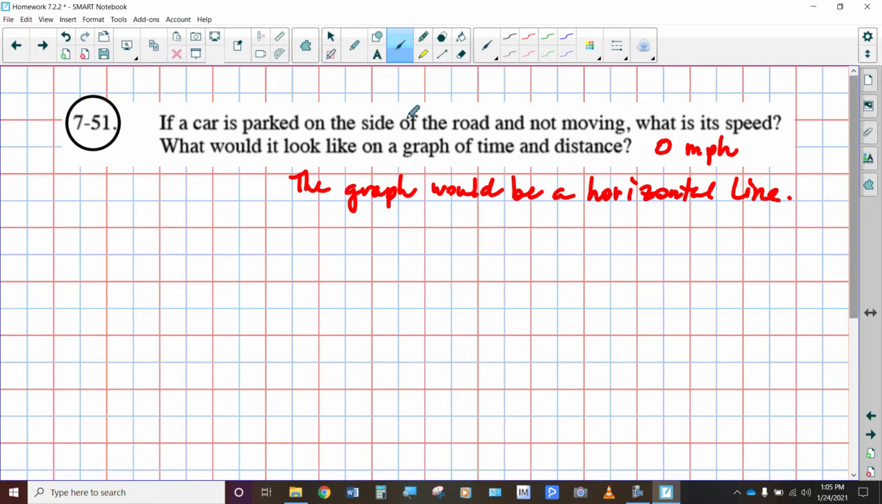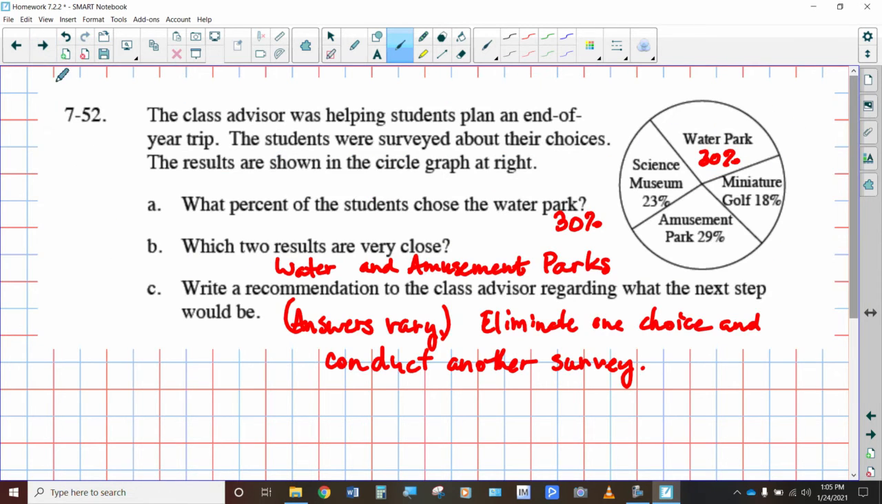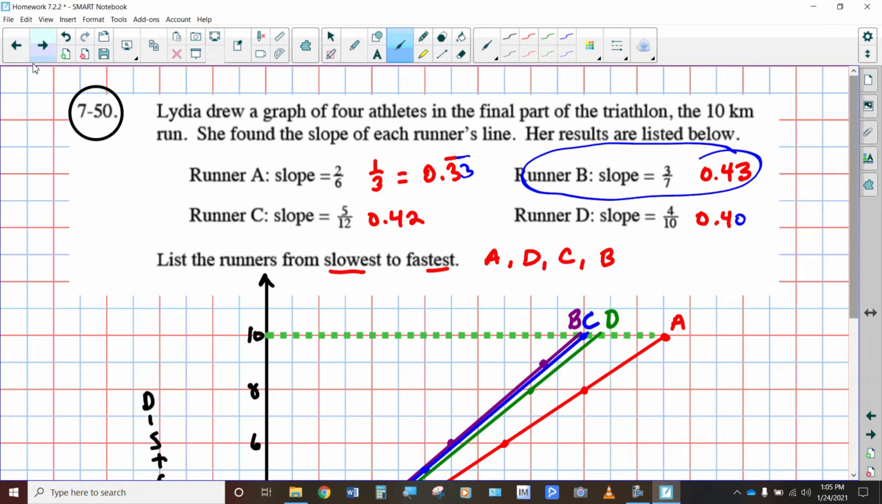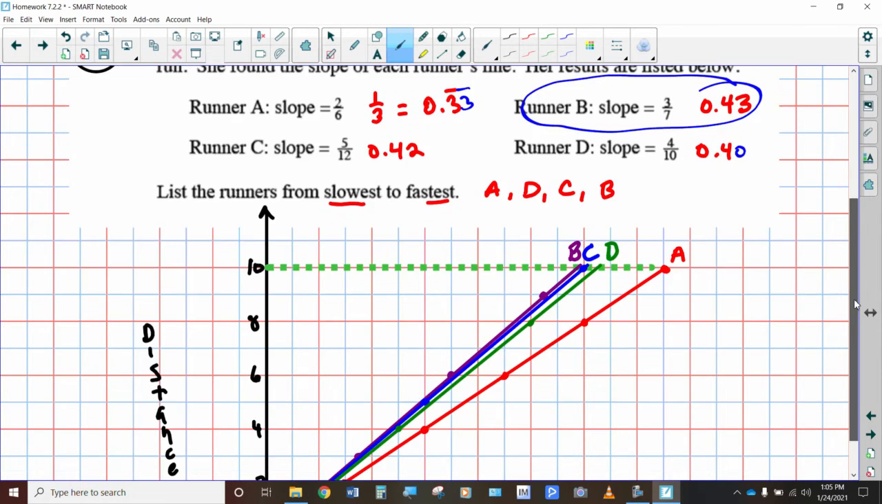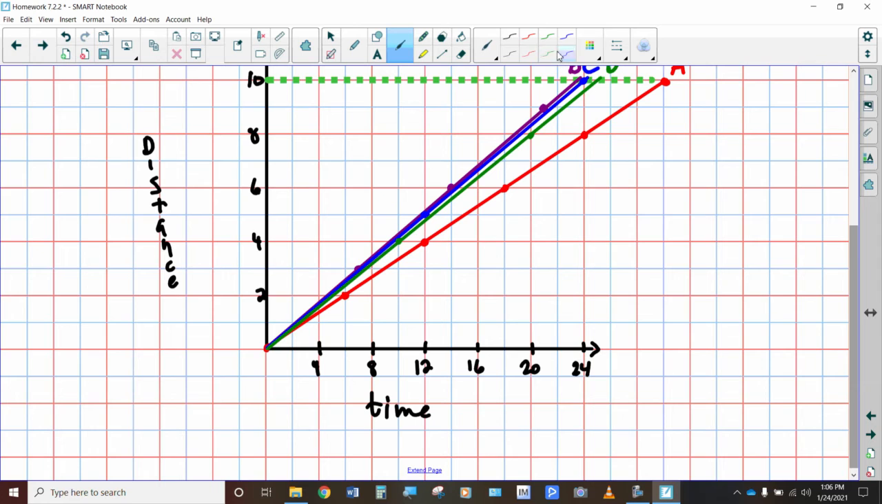All right, if a car is parked on the side of the road and is not moving, what is its speed? Boom. What would it look like on the graph? Well, on graphs, if you are not moving, let me go back to this graph here. Let's get a line, and how about we'll just use a black line. Okay, so you're not going anywhere.